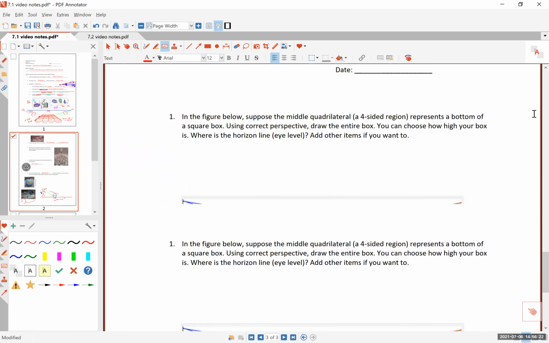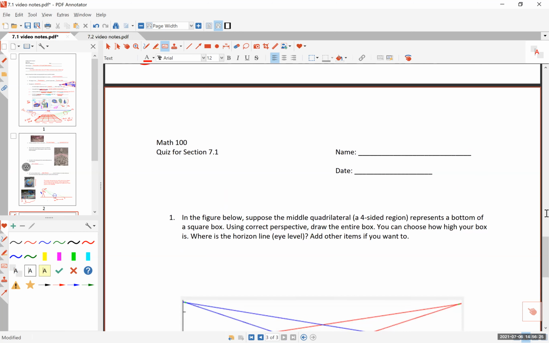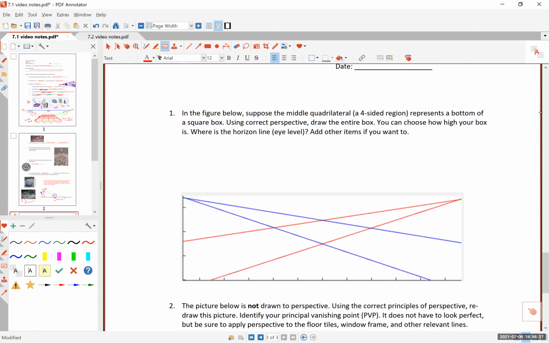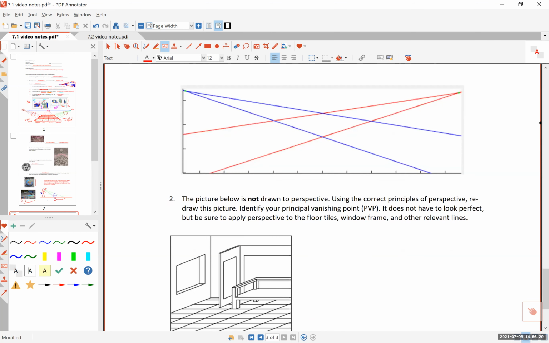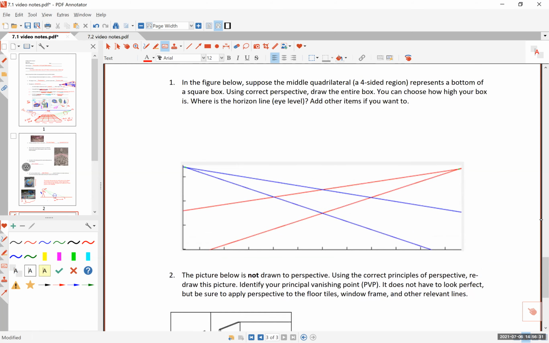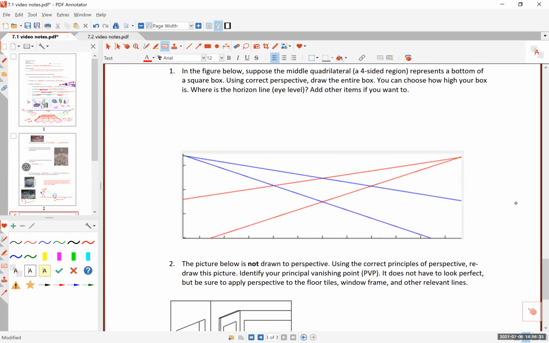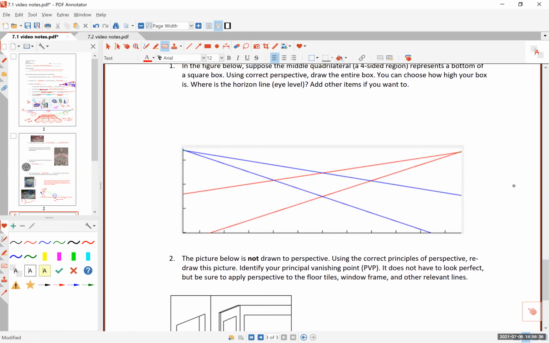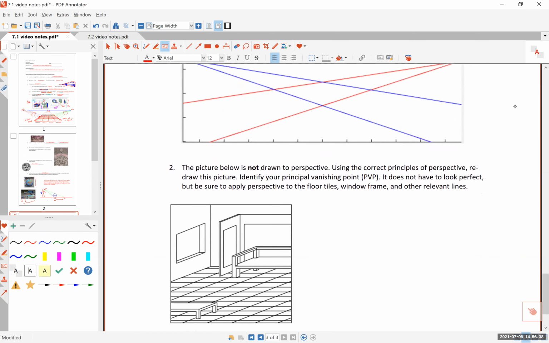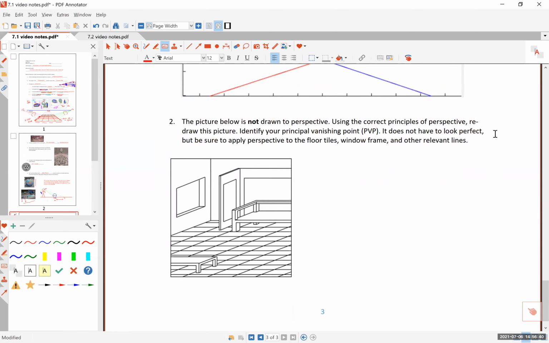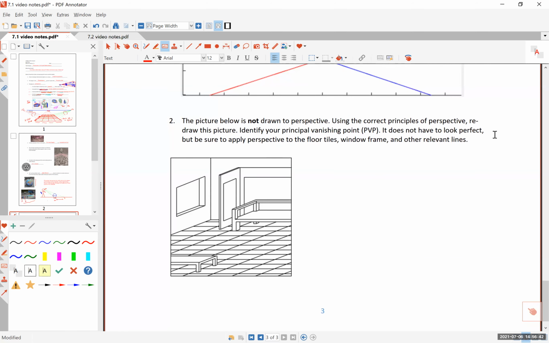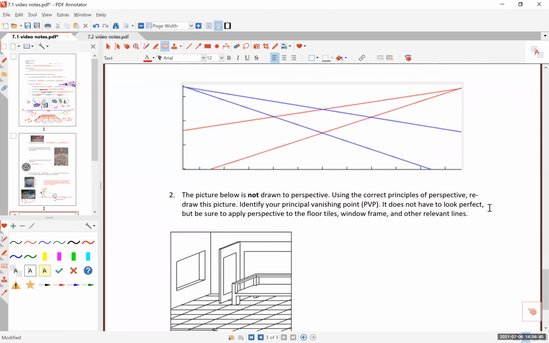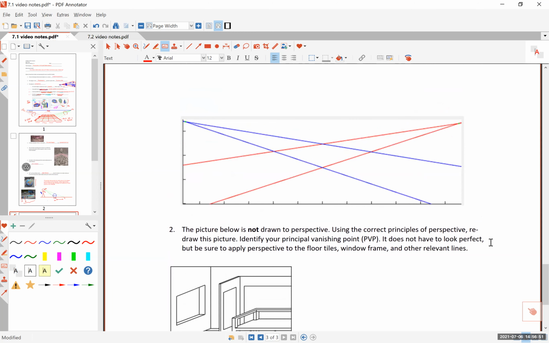Okay, so you should be able to answer questions for section 7.1. Your quiz actually has to be turned in. This is not just an online quiz, okay? Because you have to draw pictures and you have to show me that you have learned these principles of perspective. These pictures don't have to be perfect, but I do want you to show me that you have understood these principles of geometry, and you can try, not perfectly maybe, but you can try to apply these principles in your drawing. Okay, so that's it for section 1 of chapter 7.